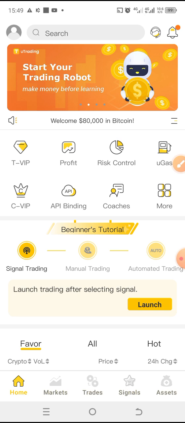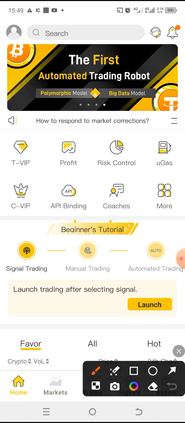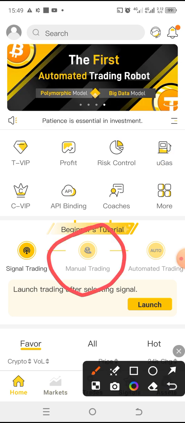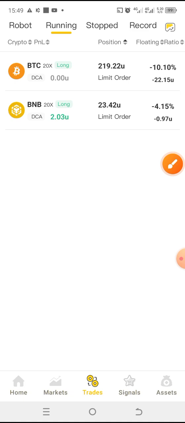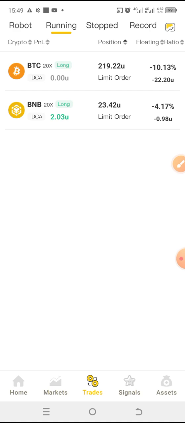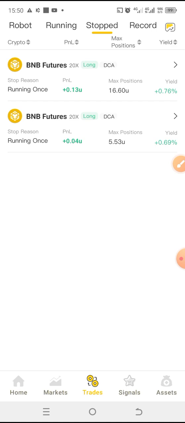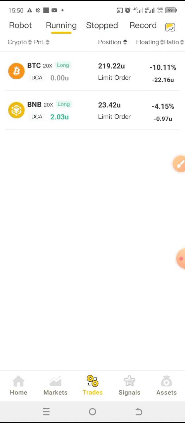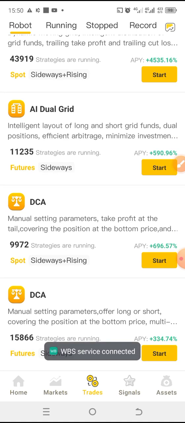To try the manuals, all you need to do is check on manual trading, or you just click trading below here. So when I click trades, it goes in here. This is the robots, and this is the running trade. This is stop trade. Records means past histories of both take profit and the time you entered the market. So these are the robots we'll be talking about, the three robots that will trade spot perfectly well.